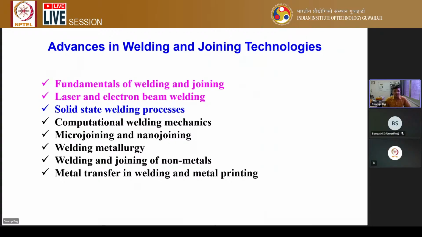Already covered more than two modules. So I assume the third module is going on in this case. Advances in welding and joining technologies.